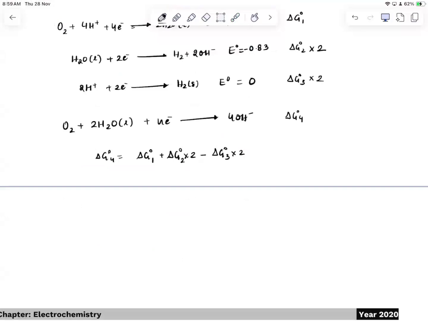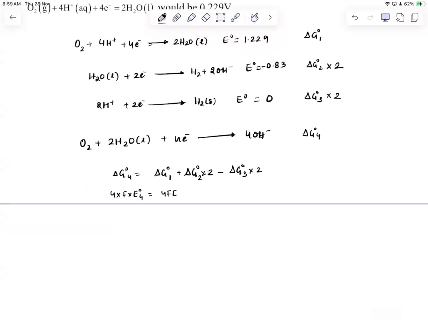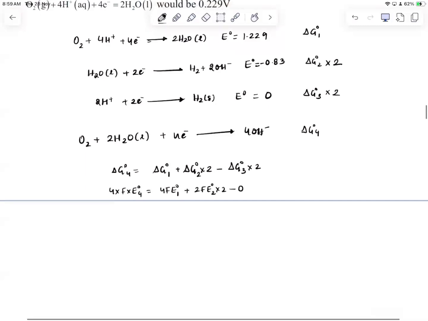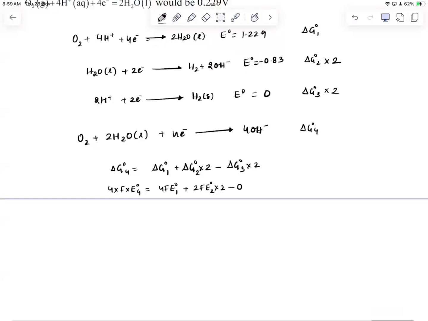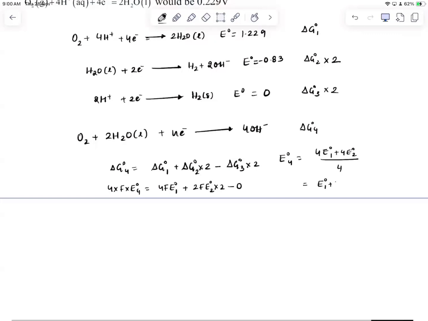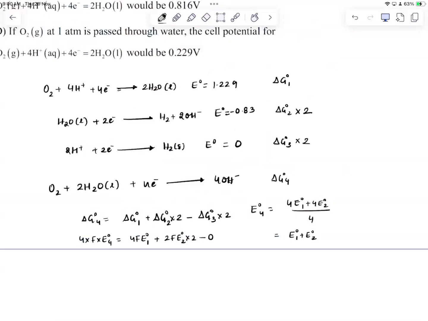So now let us put that in terms of values. 4 Faraday into E naught of 4 is equal to 4 times Faraday into E naught of 1 plus 2 times Faraday into E naught of 2 into 2 minus 0. E naught cell for this is 0. So E naught 4 is equal to 4 E naught 1 plus 4 E naught 2, divided by 4. Yeah, so 4 will get cancelled, and we basically have E naught 1 plus E naught 2. That is what we need to do.